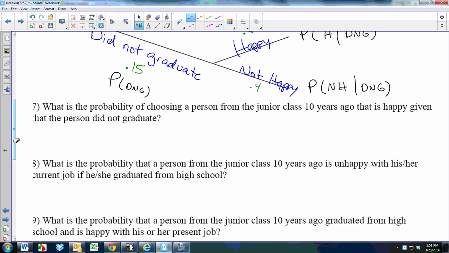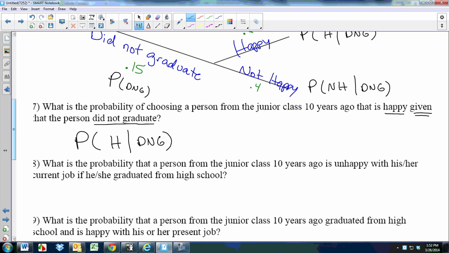If he or she? Okay, so what you don't have is the 7 up here. You don't need all these words, what is the probability of choosing a person, but you do need this. So kind of write this in somewhere above the note, wherever you've got some space. For the 7 on the screen, find the probability that they're happy given that the person did not graduate. That symbol would look like this. Happy, H, vertical bar, did not graduate. Would you agree with that interpretation of the phrase?